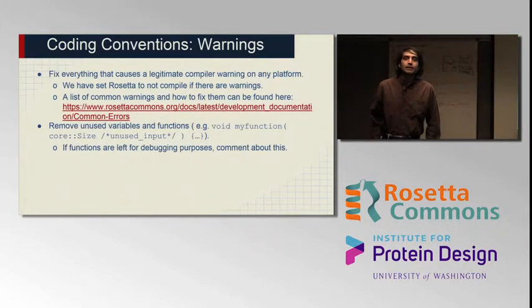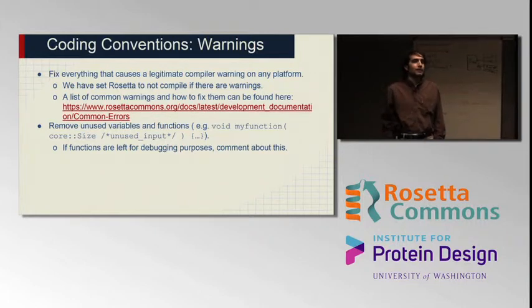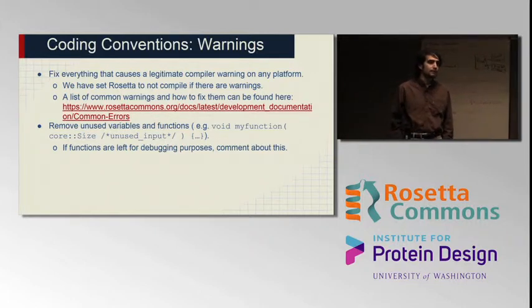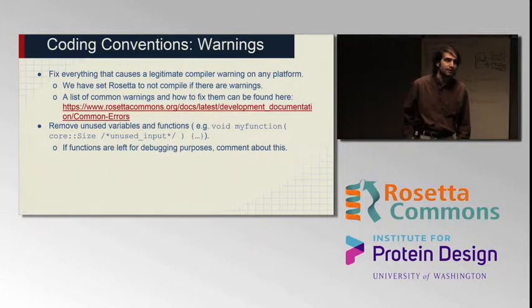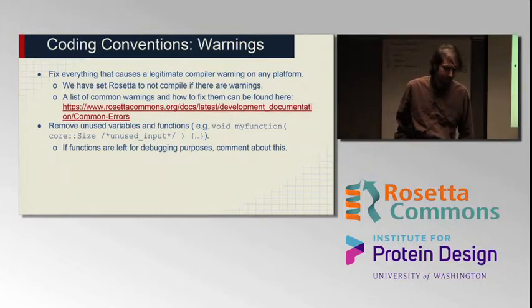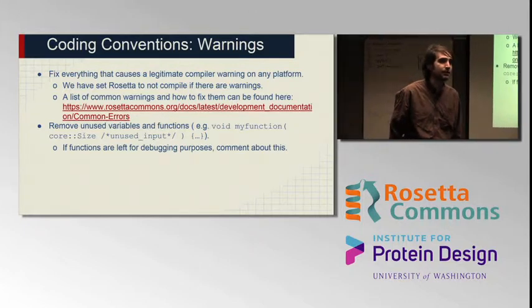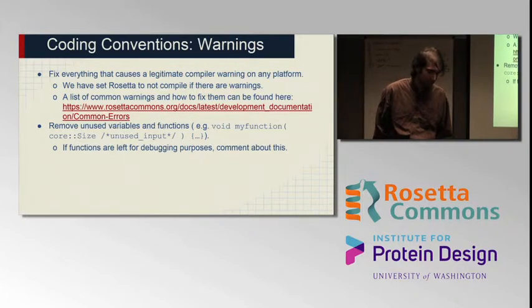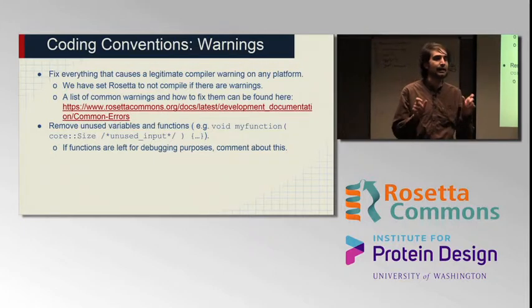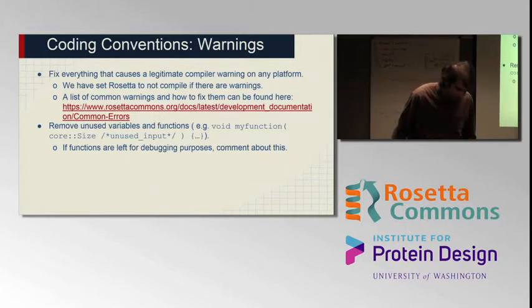Warnings. Compiler warnings are not to be ignored. They typically tell you that something is wrong that needs to be fixed. And in the past few years, we set up Rosetta to actually fail compilation on any warning. So if there's a warning, correct it. Often it's something as easy as a comparison between a signed and an unsigned integer, which means that you just have to static cast one of them.